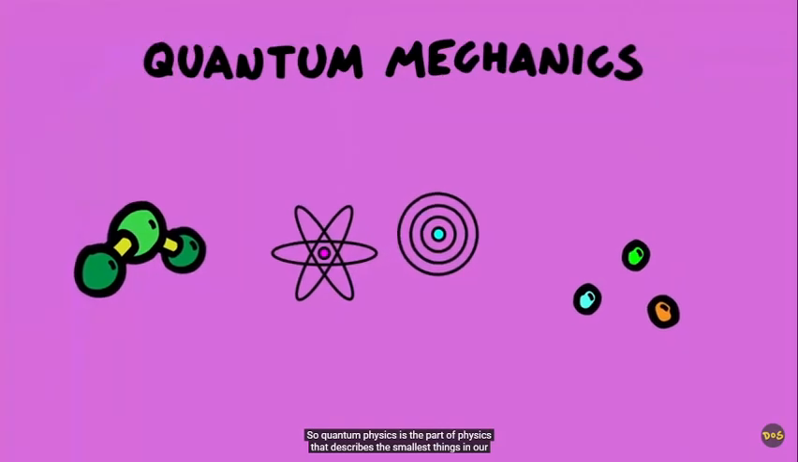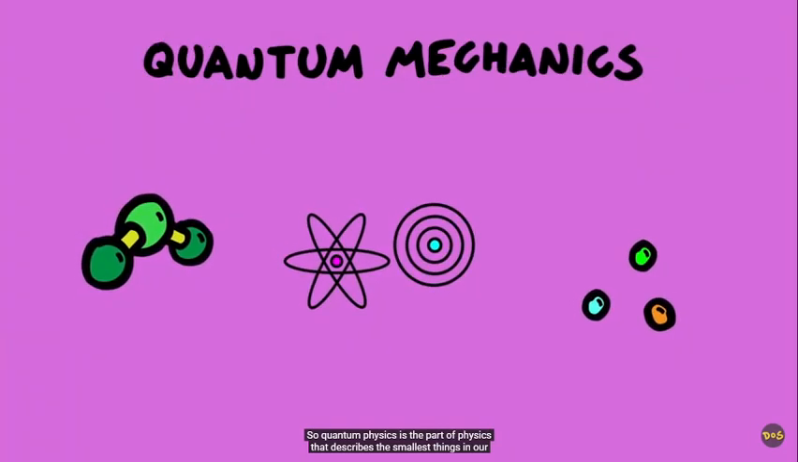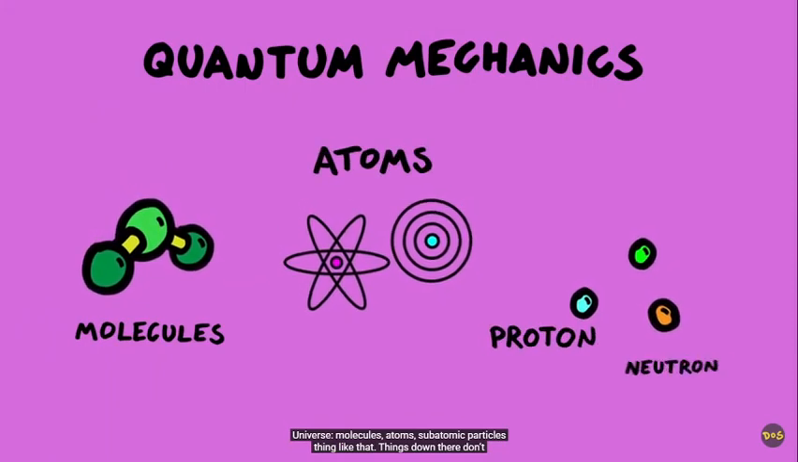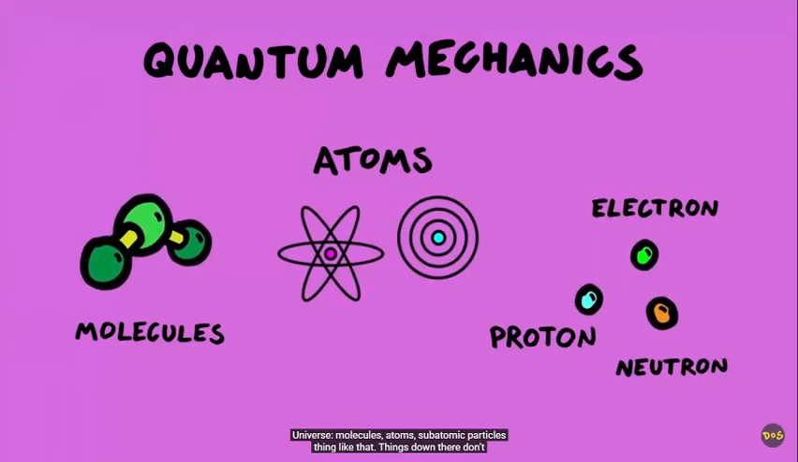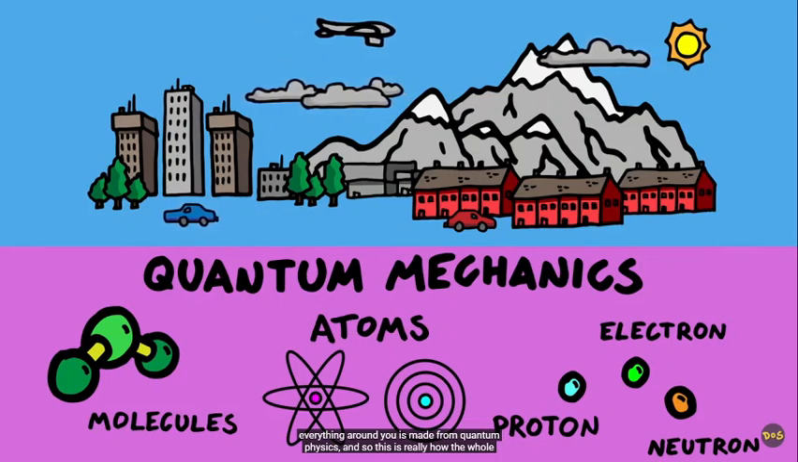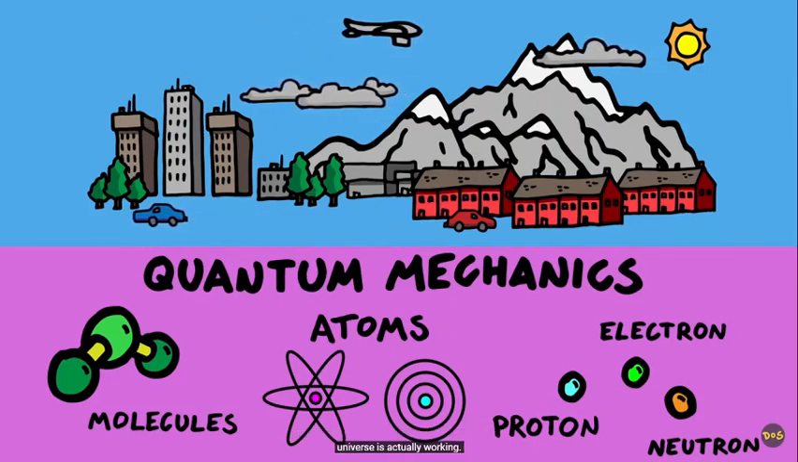So quantum physics is the part of physics that describes the very smallest things in our universe. Molecules, atoms, subatomic particles, things like that. And things down there don't quite work the same way that we used to up here. This is fascinating because you and everything around you is made from quantum physics. And so this is really how the whole universe is actually working.